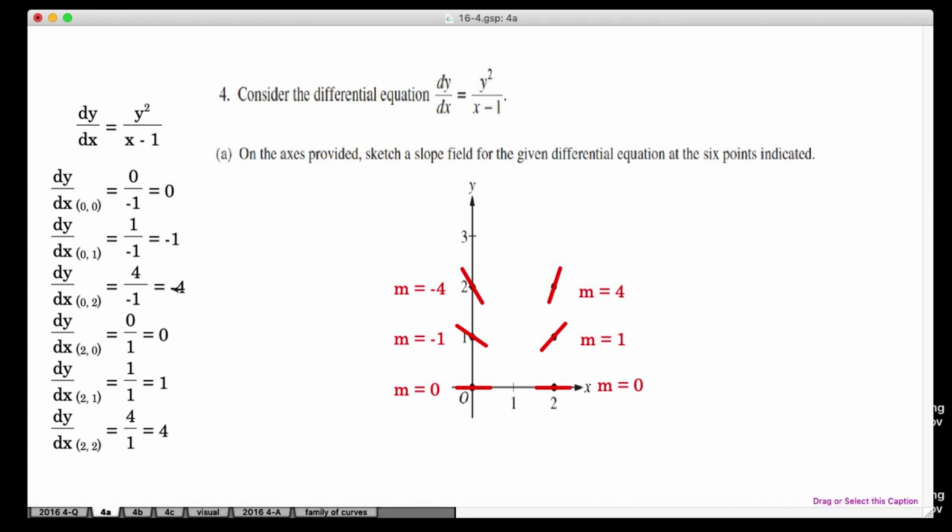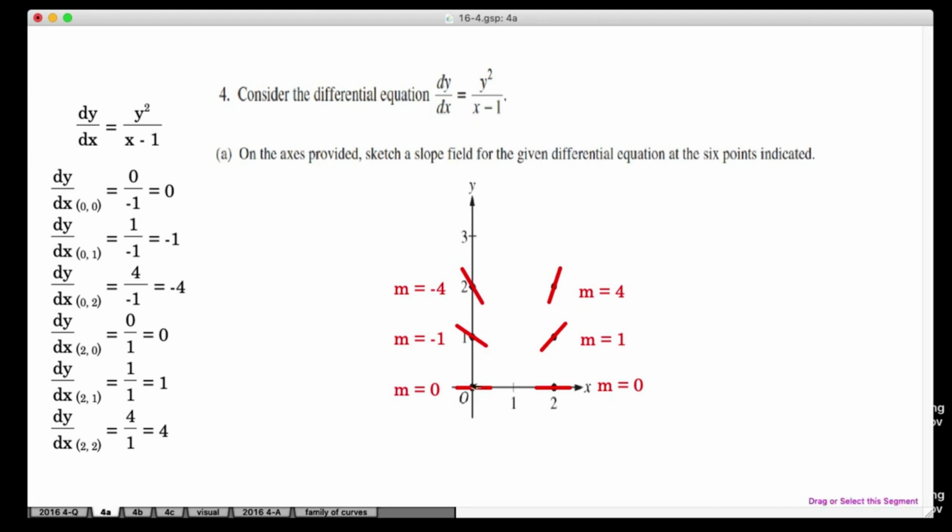Now you can sort of do these in groups. For these three, when x is 0, the denominator becomes -1. And then when y is 0, y squared is 0. When y is 1, y squared is 1. When y is 2, y squared is 4. So the slope here is 0, the slope here is -1, the slope is -4. That means at these points, the slope is 0, -1, and -4.